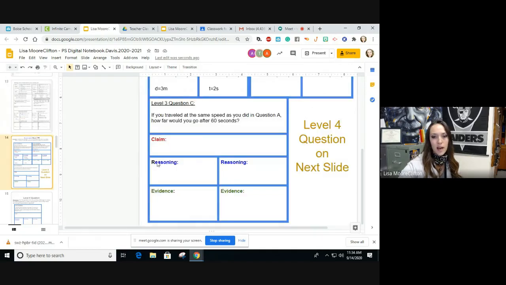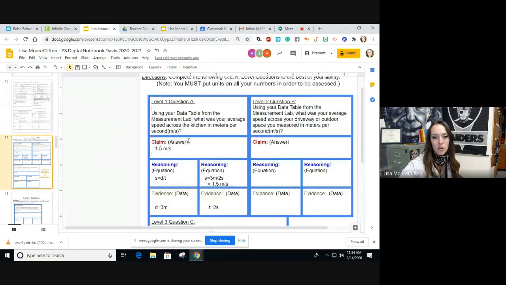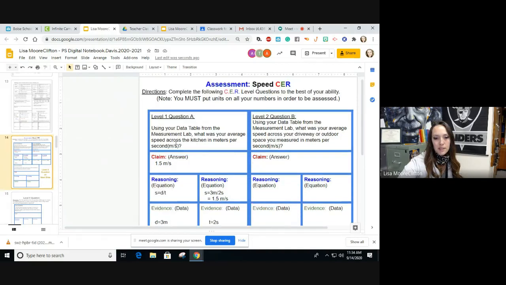So when you look at the actual assessment, your answer is at the top there for the red, your reasoning, your equation, is in the middle, and your evidence is at the bottom. So that's how it's going to be set up, because your reasoning connects your evidence to the claim. So it's a go-between.